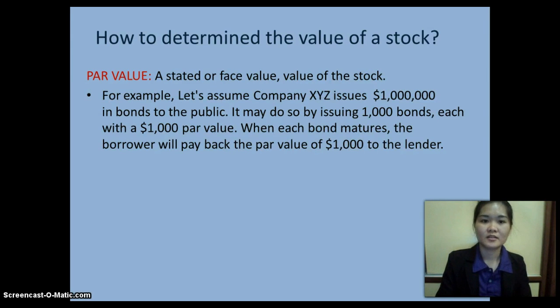For example, assume company XYZ issues 1 million in bonds to the public. It may do so by issuing 1,000 bonds, each with a par value of 1,000. So, when each bond matures, the borrower will pay back the par value of 1,000 to the lender.